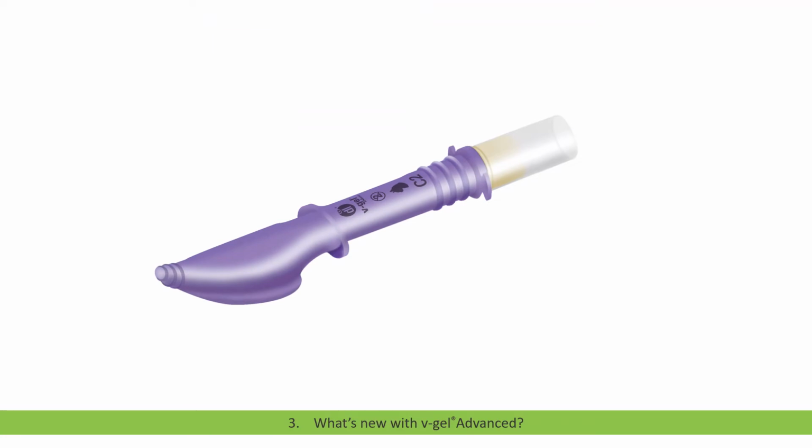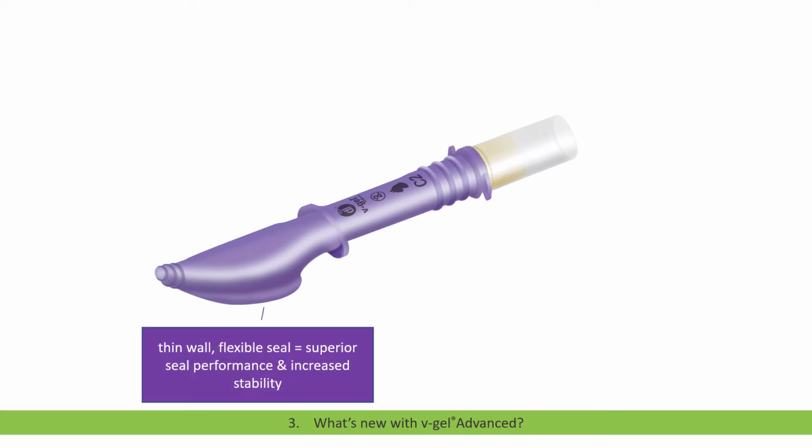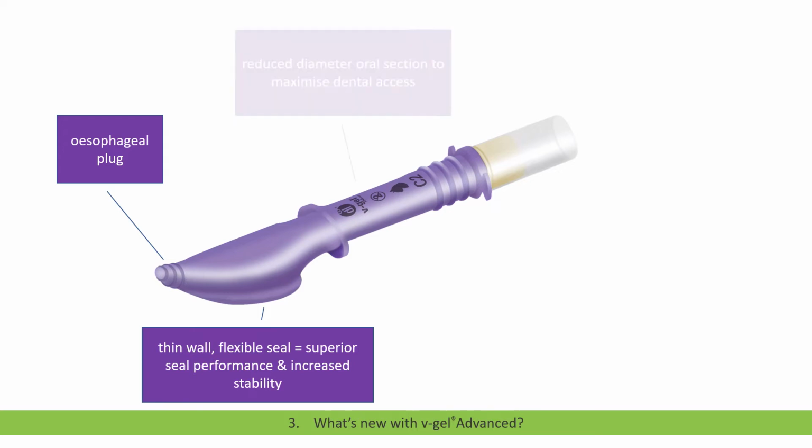Here you can see an image of a V-gel advanced device for cats. You've got this thin-walled flexible seal, and that's there to give you that improved seal performance and improved stability, meaning you can ventilate your patient throughout anaesthesia if you want to. We've retained the esophageal section from the original V-gel, and the reason that's there, if your patient refluxes during anaesthesia, it presents a barrier to reflux fluid, and that reduces the risk of reflux fluid moving through into the pharynx and potentially accessing the larynx and the airway.